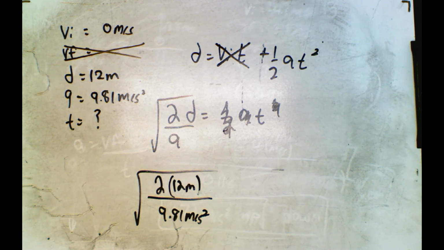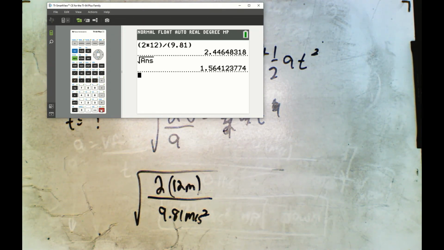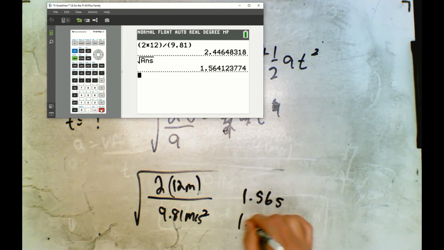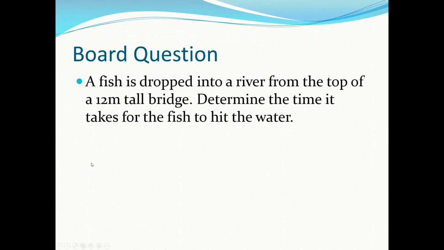And when I do that, 2 times 12 divided by 9.81. And then I square root my answer. And I get the time it took to be 1.56 seconds, but we only have 2 sig digs, so 1.6 seconds would be the correct answer. So this is our last board question, so let's give this one a go.